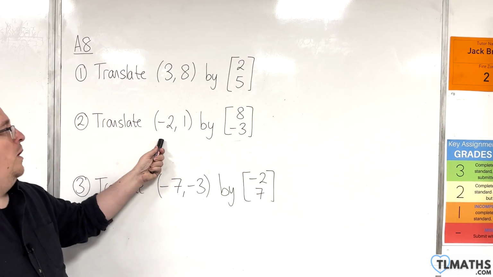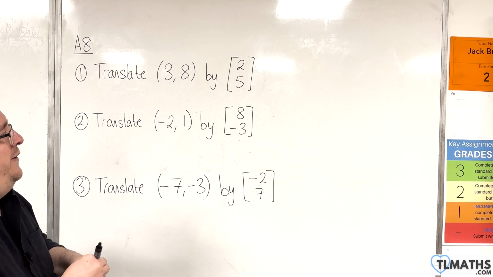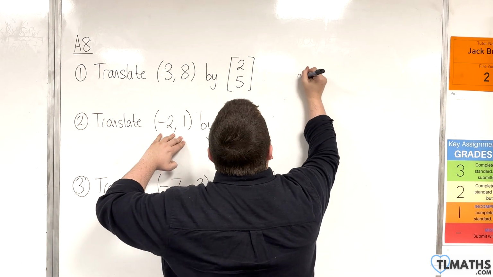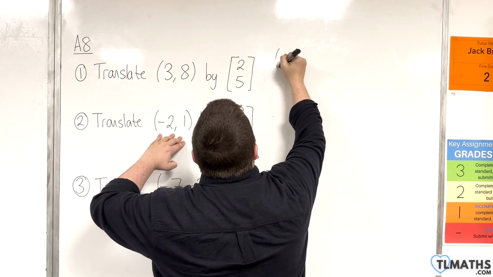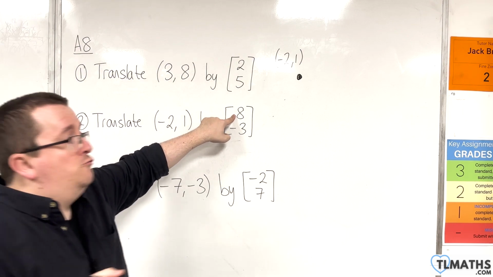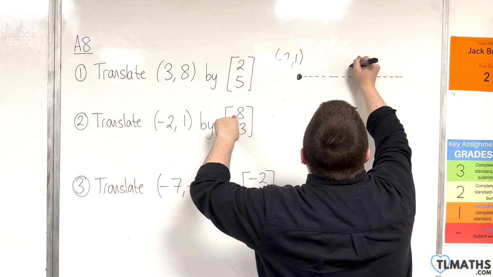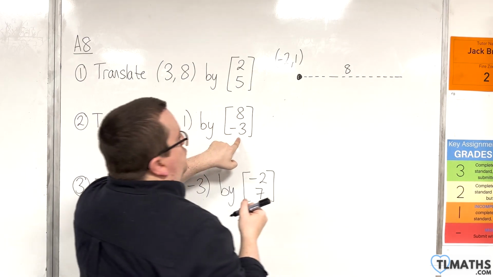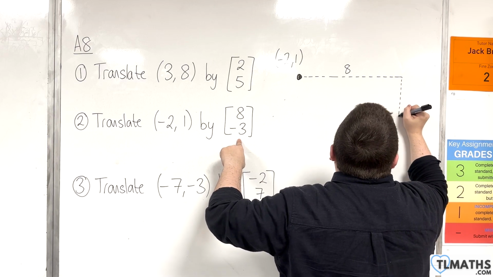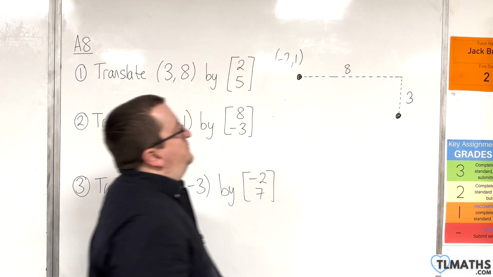Translate (-2, 1) by (8, -3). So what that's telling us to do is to move the point (-2, 1). So here's the (-2, 1). And it needs to move 8 units to the right. So 8 units to the right. And then 3 units downwards. So it needs to go there.